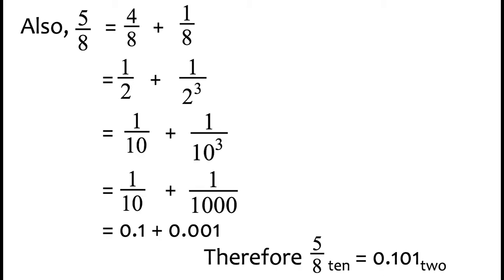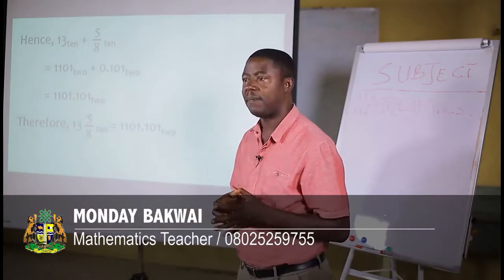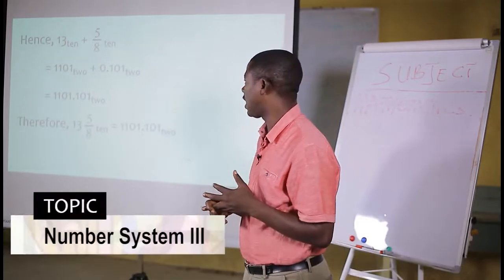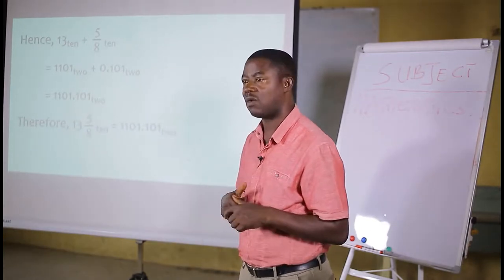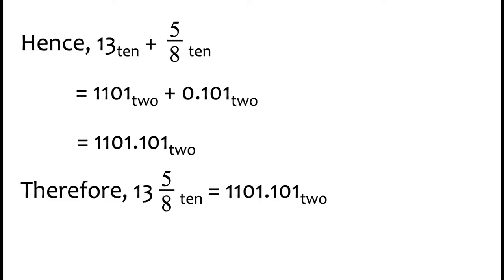0.101 in base 2. Now, coming together to add them, because 13 base 10 plus 5 over 8 base 10 gives us the mixed number 13 whole number 5 over 8. So 13 converted to base 2 is 1101 base 2, plus 5 over 8 converted to binary is 0.101 base 2. Adding them together, you will be having 1101.101.